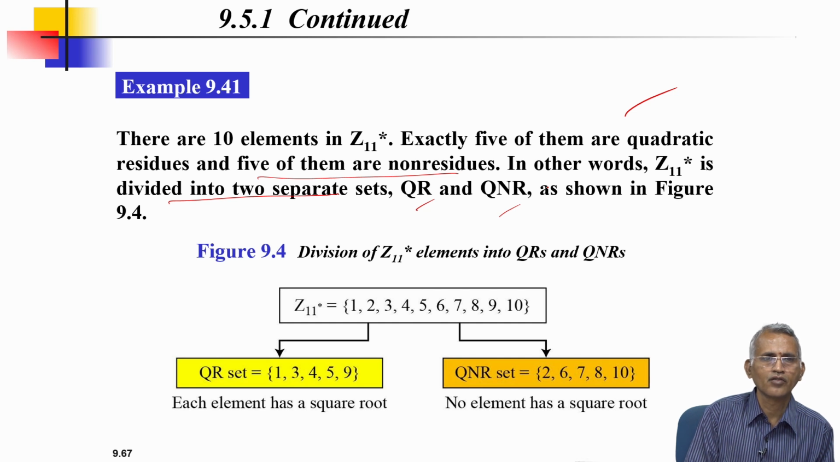Division of integer modulo 11 elements into quadratic residues and quadratic non-residues: the elements are 1 to 10, and then the quadratic residue set is 1, 3, 4, 5 and 9, whereas the quadratic non-residue set is 2, 6, 7, 8, 10. Therefore, each residue has a square root and here no non-residue has a square root.